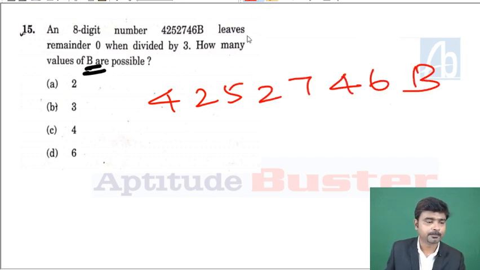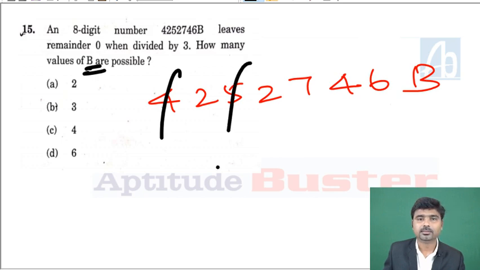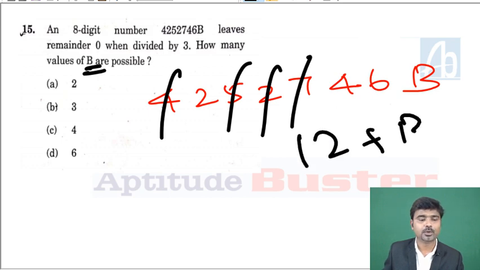I'll explain to you. First, eliminate the digits which give you the sum 9. Eliminate 4 and 5. Anyway, it is divisible once you add. Next, eliminate 2 and 7. That's nothing but 2 plus 7, 9. Okay, anyway, it is divisible. Then 2 plus 4, 6. 6 plus 6, 12. 12 plus b should be divisible by 3, right? The remainder is 0 means it is divisible by 3.